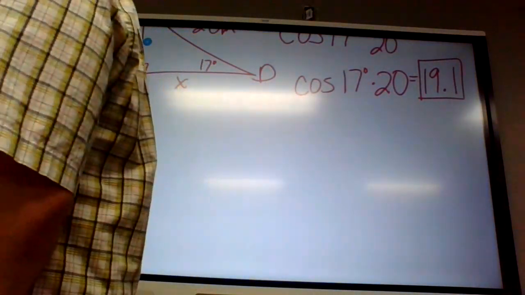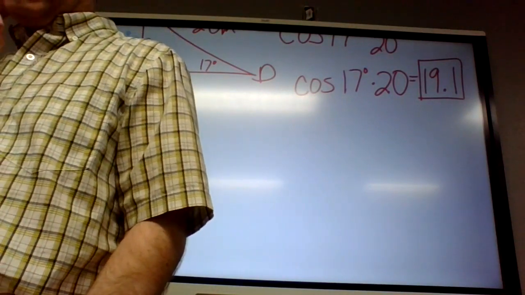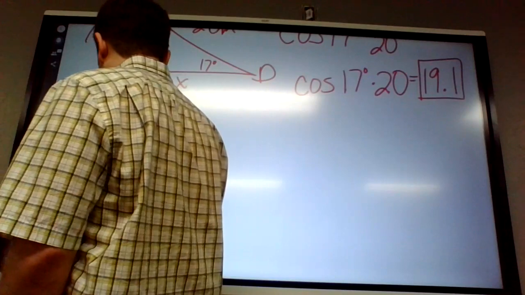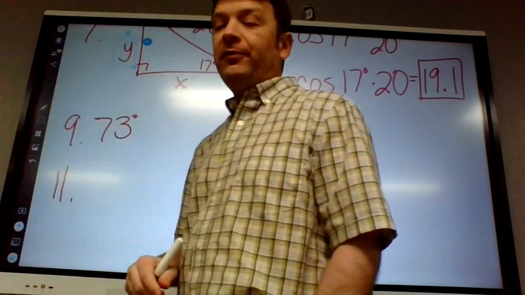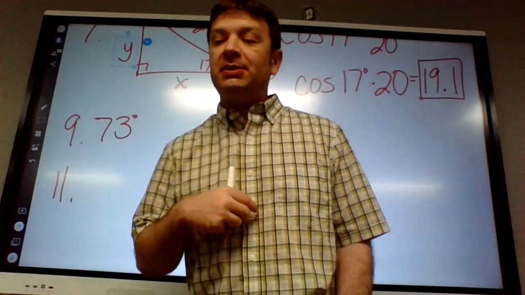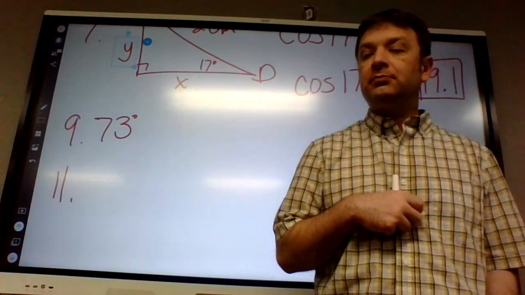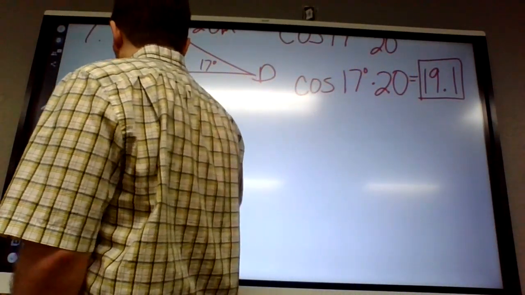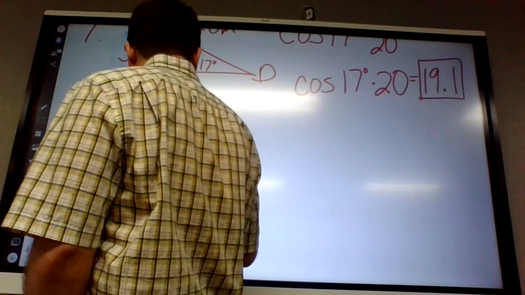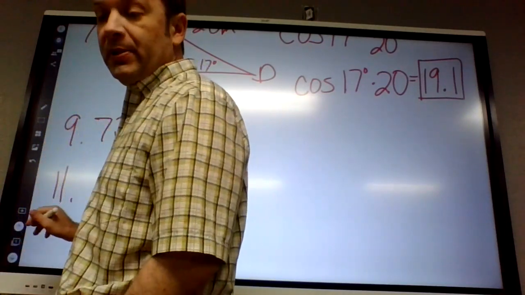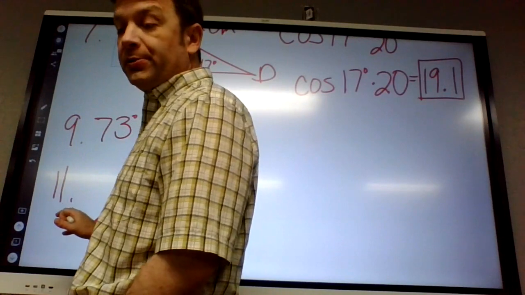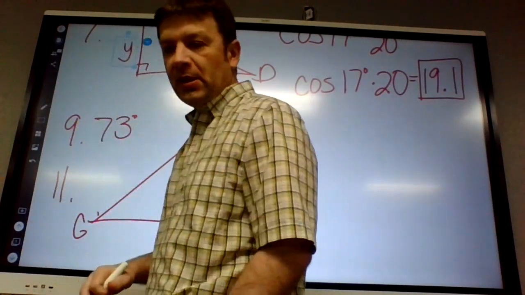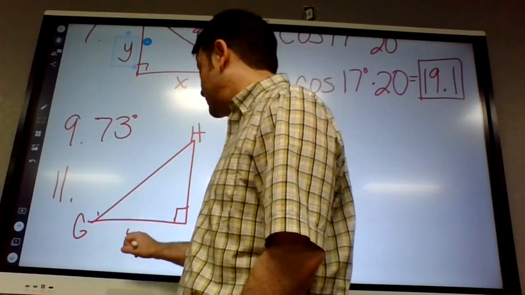Okay, number 11. This one is asking for an angle that we don't know yet. How could we do number 10? How could we find side Z on number 10? Pythagorean theorem, yes. Because we already have two legs, so we just use Pythagorean theorem. But on 11, we're looking for angle G, which is this one down here. And we know the 5 and 11 already.